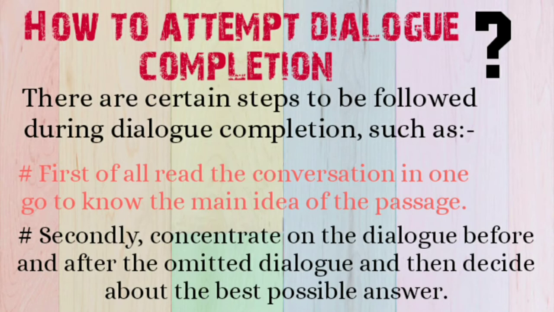So, to avoid those mistakes, here are certain steps which you need to follow. First of all, read the conversation in one go to know the main idea of the passage. Means you need not start filling or writing the dialogues as soon as you come across the passage. First of all, you need to go through the conversation thoroughly. Secondly, concentrate on the dialogue before and after the omitted dialogue and then decide about the best possible answer. Means wherever there is a blank where the dialogue is to be supplied, you need to go through the dialogues before and after the blank carefully. Only then you will be able to supply a suitable answer.